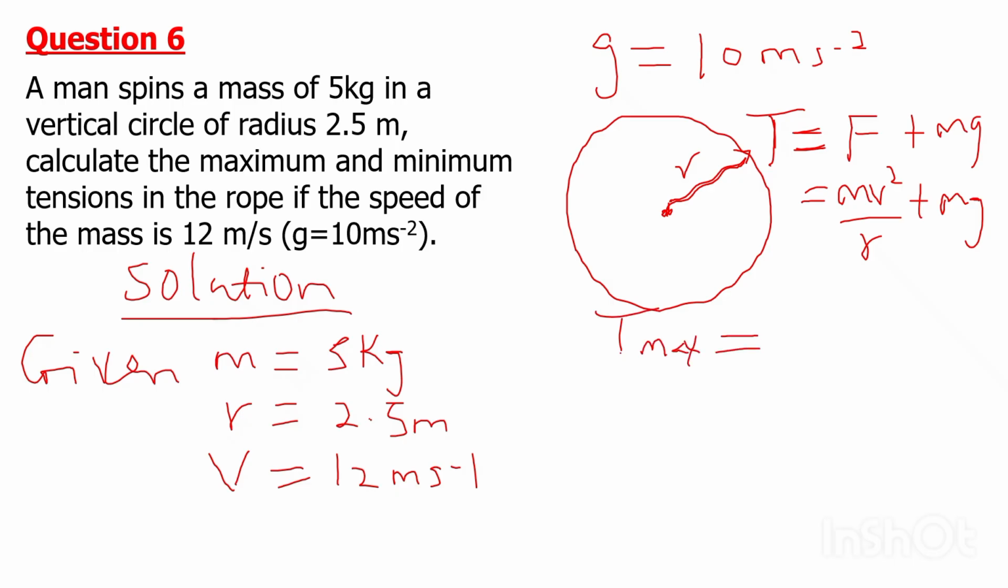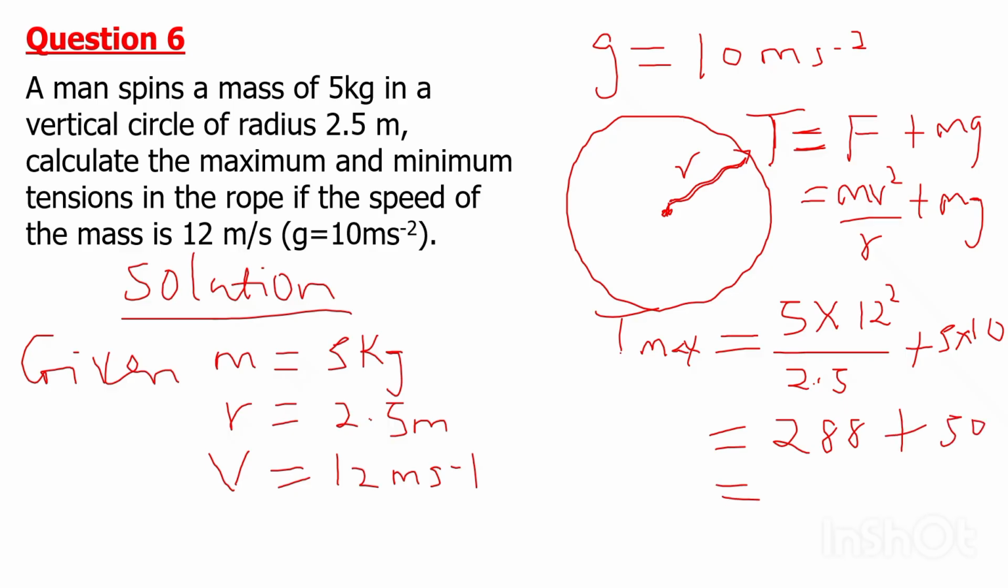T maximum will be mass, which is 5, times V, which is 12 squared, all over the radius R, which is 2.5, plus the mass, 5, times g, which is 10. So this one will give us 288 plus 50. That will give us 338 Newton as the maximum force.